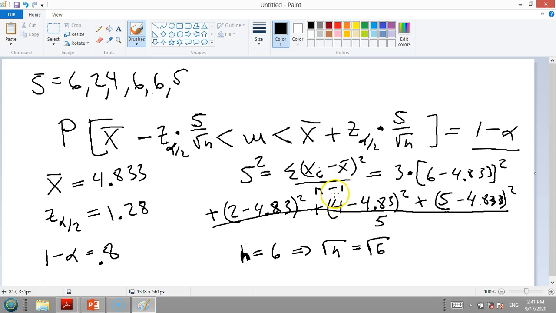So plug into the calculator. Let's pause the video real quick and do the computation on your own in the meantime. What is this now? This is 2.57, what I got. That implies S, the standard deviation that we need, is the square root of 2.57, which equals roughly 1.6.